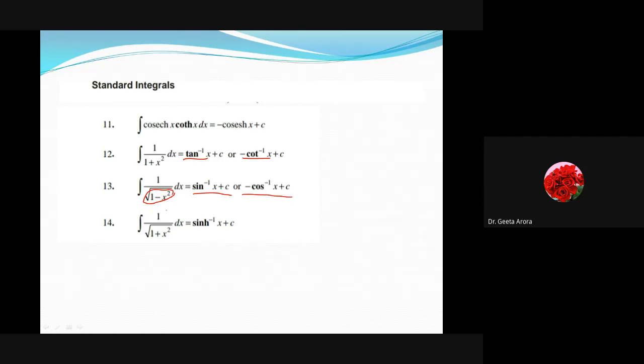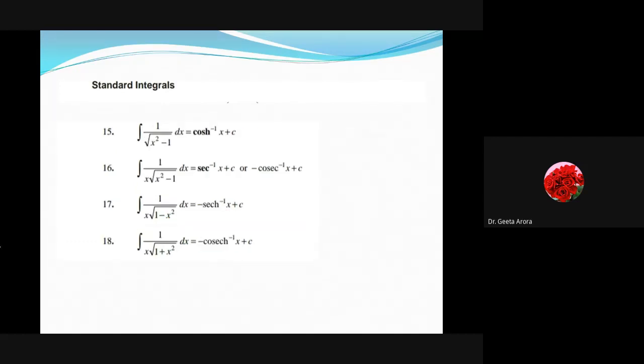Correct? If we talk about 1 by under root 1 plus x square, when we are getting it in under root and 1 plus x square is coming in the denominator, we are getting sine hyperbolic inverse x plus c. Correct? So these are the formulas which are common. Then we have some formulas of cos hyperbolic inverse, sec inverse x, sec hyperbolic inverse x, and cosec hyperbolic inverse x. Right?